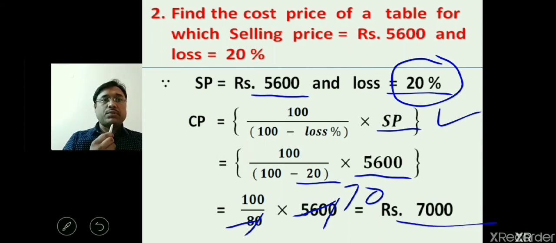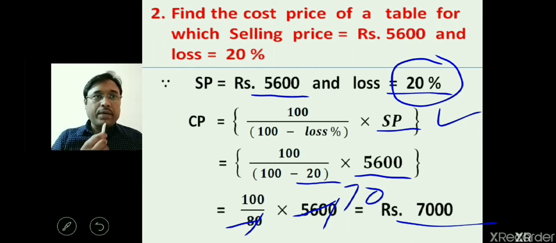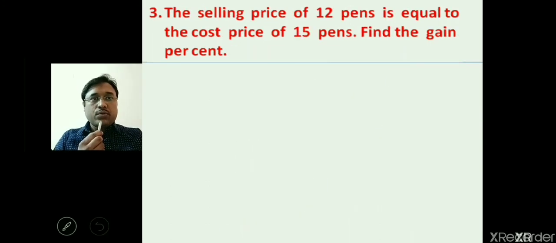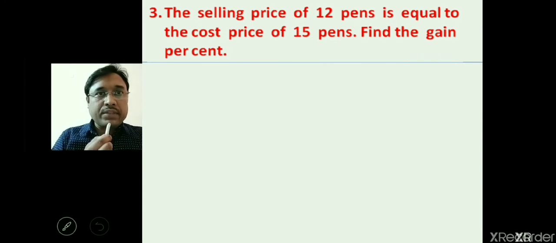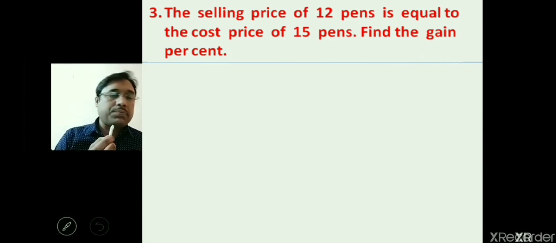Obviously the cost price will be greater here in the case of loss. So the 7000 is greater than the 5600 selling price. Okay, now we will see the next question: the selling price of 12 pens is equal to the cost price of 15 pens. Then find the gain percent.